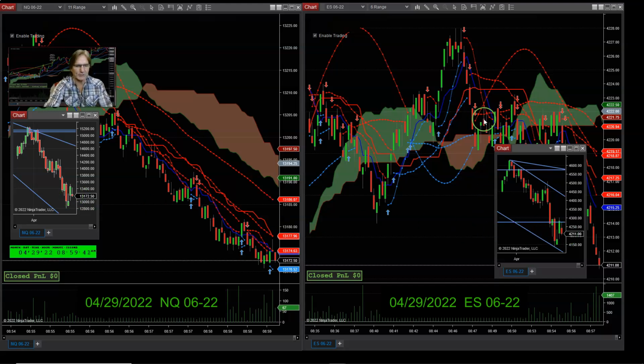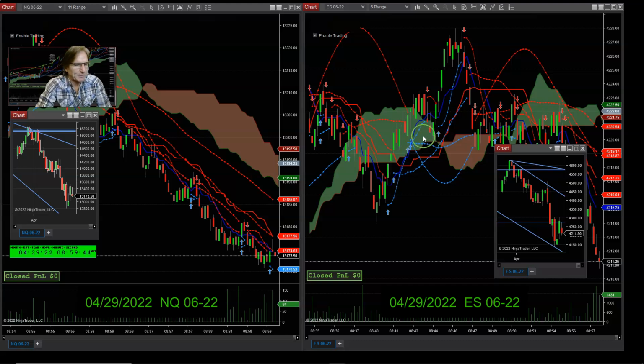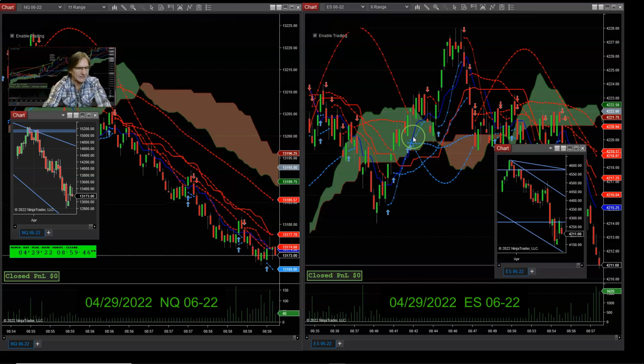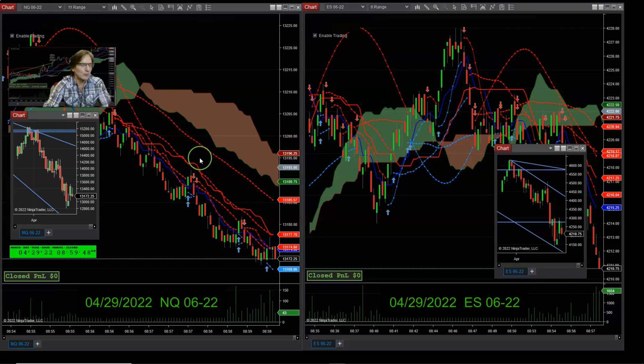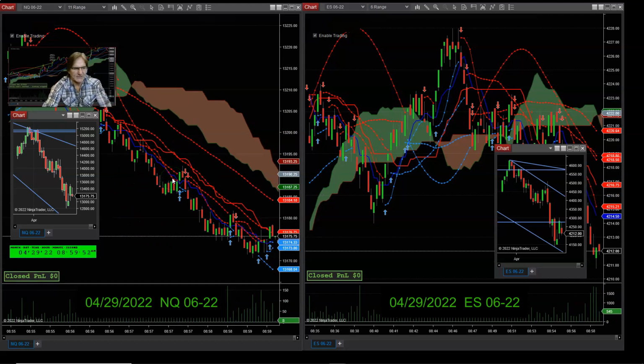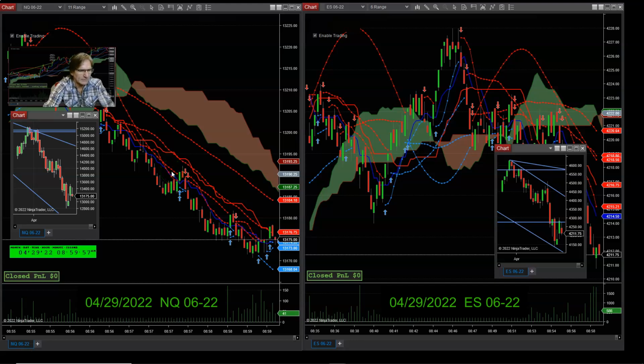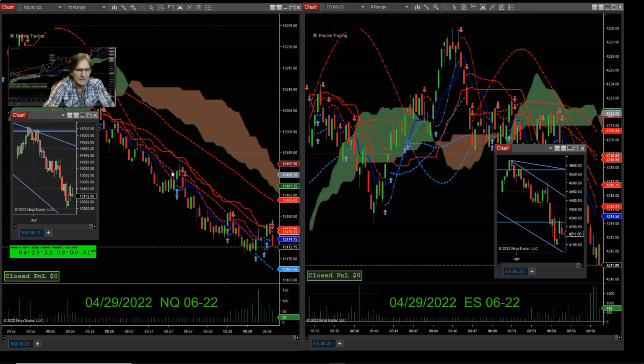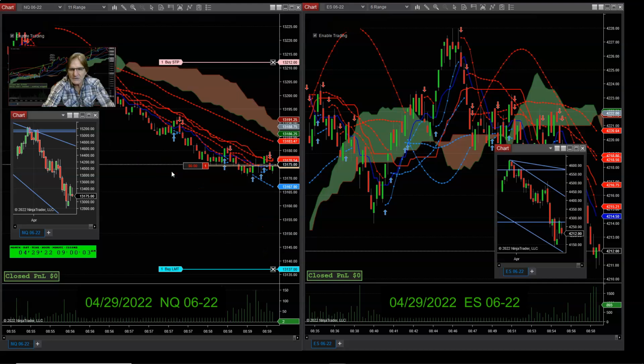Once again, we're on range bars. ES, mini future the S&P index on the right. NQ, mini future the NASDAQ index on the left. About 9 seconds. 5, 1. Okay, now we're sitting here looking for our trades.